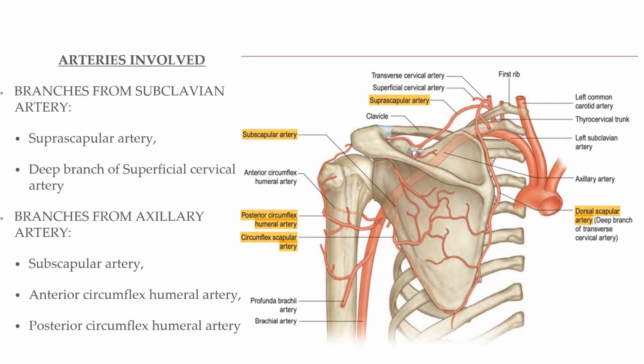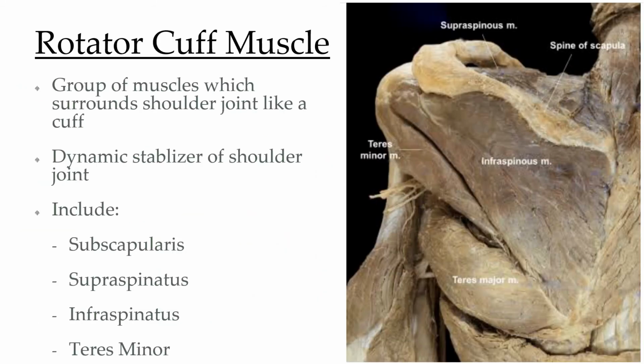the acromial process. We know that deep to deltoid, we have insertion of rotator cuff muscles. These rotator cuff muscles are the group of muscles which surround the shoulder joint like a protective cuff, and hence the name rotator cuff muscles. The contraction of these muscles brings about stability of the shoulder joint and hence they act as dynamic stabilizer of shoulder joint. The list of rotator cuff muscles includes subscapularis, supraspinatus, infraspinatus, and teres minor.